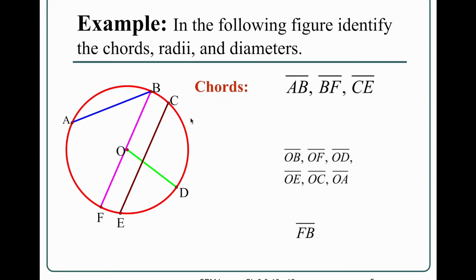If you're thinking chord, you're right. Segment OB, segment OF, segment OD, OE, OC, and OA. What do you think? Well, we already have the chord crossed out, so radii or diameters. And the last one, by elimination method, we only have the diameters left.